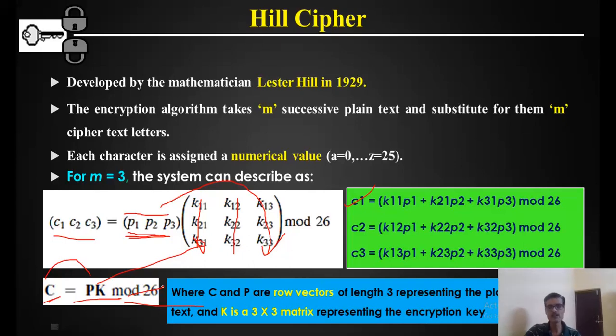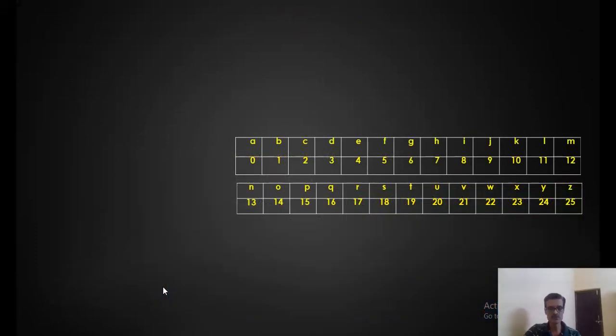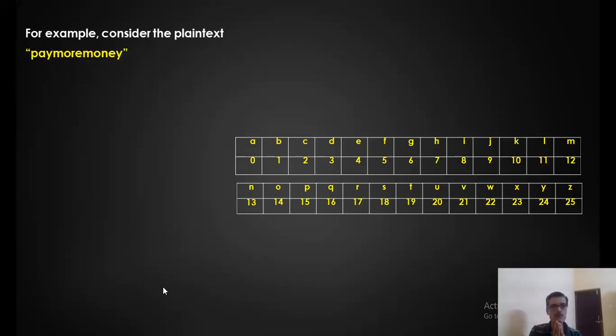Now let us understand this method, Hill Cipher, by using one example. This is the reference table I have taken, so that I can map the alphabets to numbers, and later the numbers back to alphabets after obtaining the cipher text values. My example is "pay more money". This is the plain text I have considered.